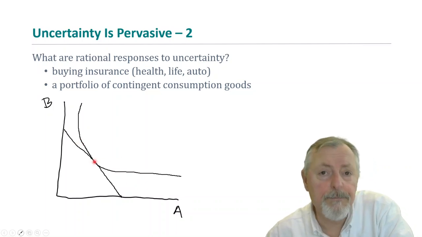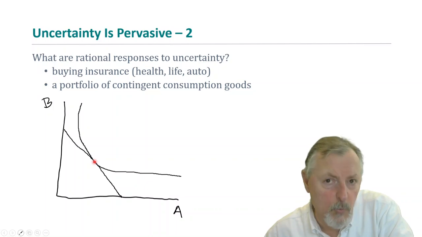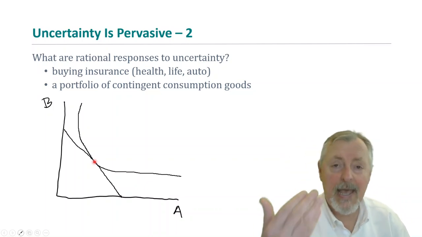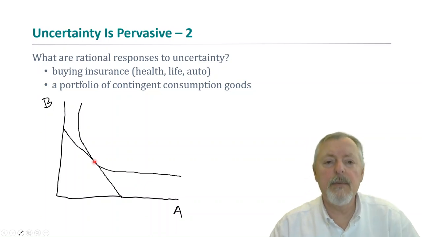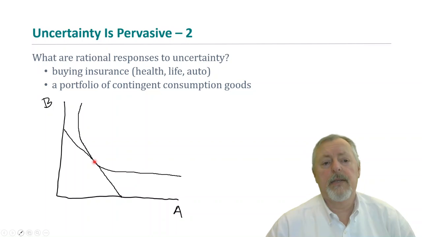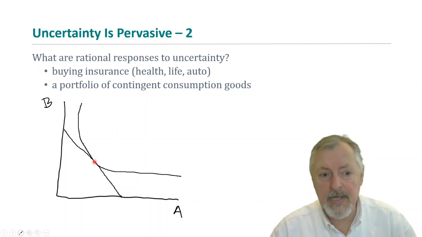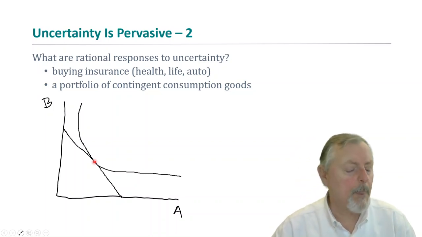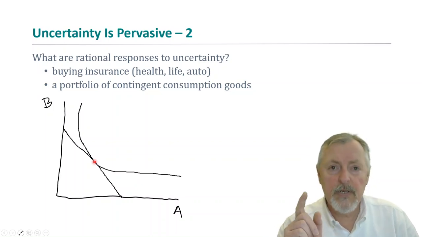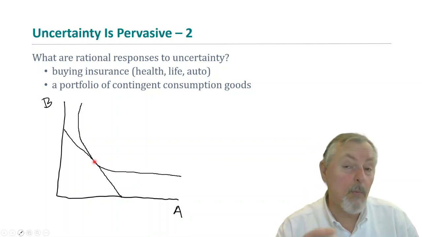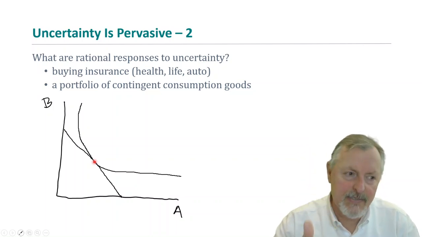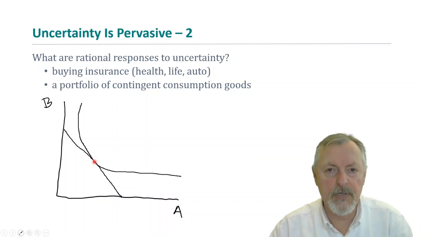At this point, the slope of the budget line and the slope of the indifference curves are the same. So the rate at which you can exchange A and B is the same as the rate at which you're willing to exchange them. And that is the consumption bundle you'll choose, because that gets you to the highest indifference curve. To find that bundle, you need to find the point, or points, plural, where the slope of the budget line is equal to the slope of the indifference curve.